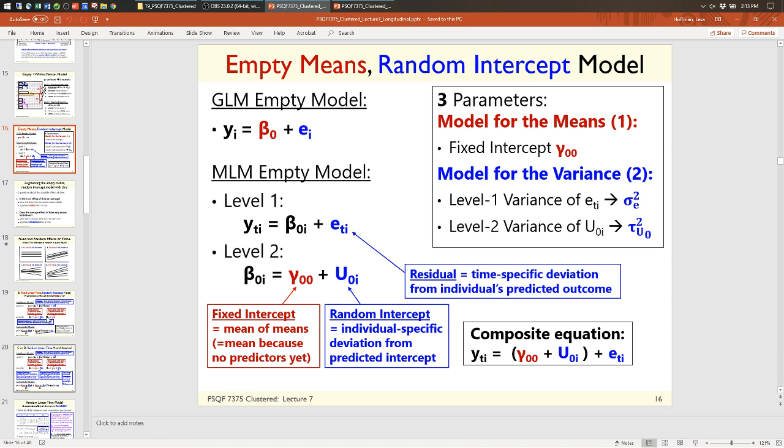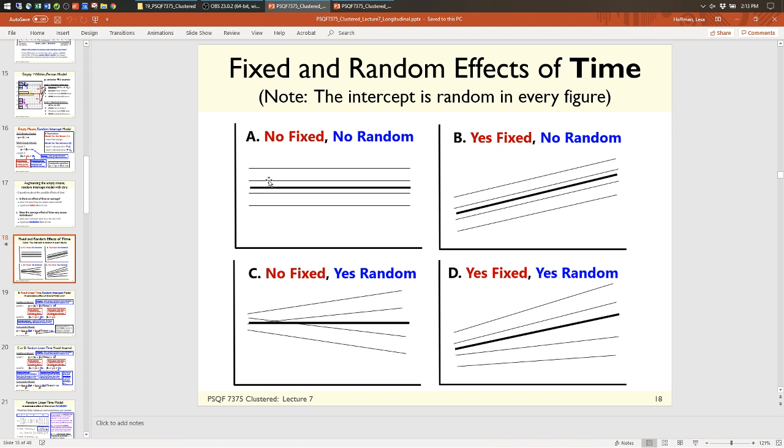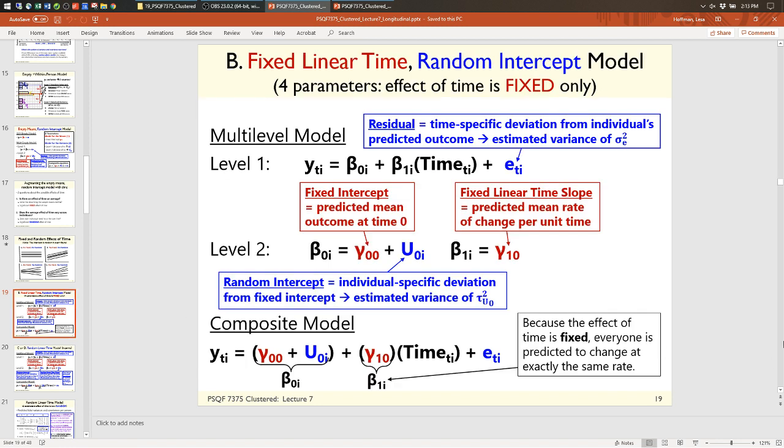If we add a fixed effect of time, so if we go from picture A to picture B, I would call that a fixed linear time random intercept model. I'm differentiating the fact that thus far, the only parameter that's random is the intercept.